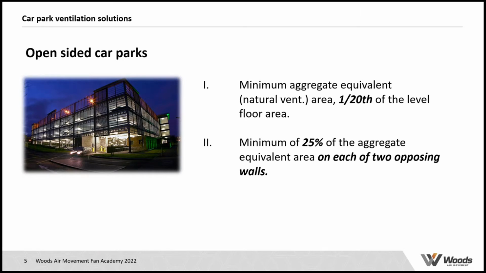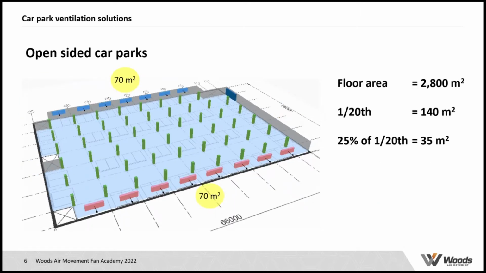So if we follow what's in the building regulations, it says a minimum equivalent natural vent area of 1/20th of the floor area, from which a minimum of 25% should be available in two opposing walls. Now, I'm an engineer, so I always prefer pictures and images and drawings. So basically what it says is, if you take a car park, a simple structural design with a floor area of 2,800 meters squared, then 1/20th of that area is 140 meters squared, and that needs to be available in permanent vents to atmosphere. And it needs to be at least 25% in two opposing walls.